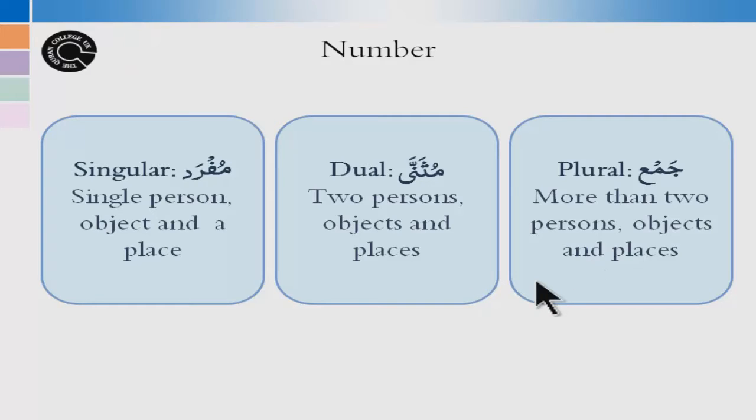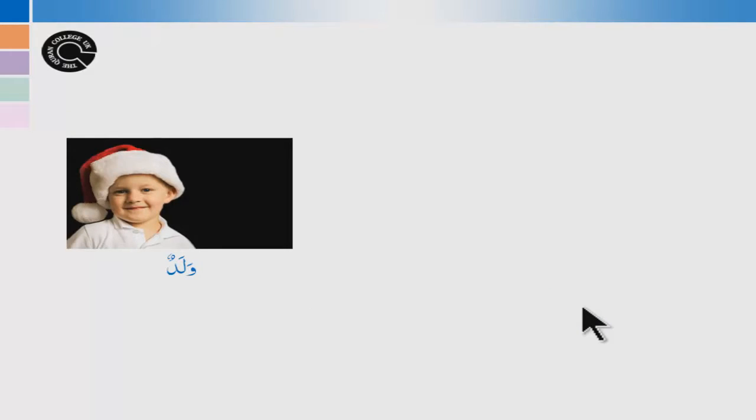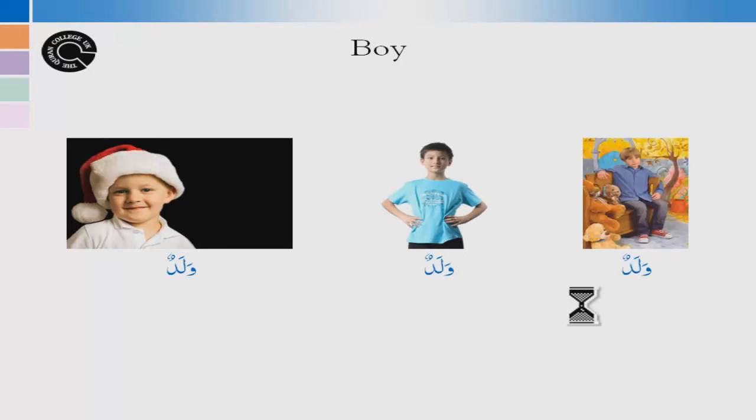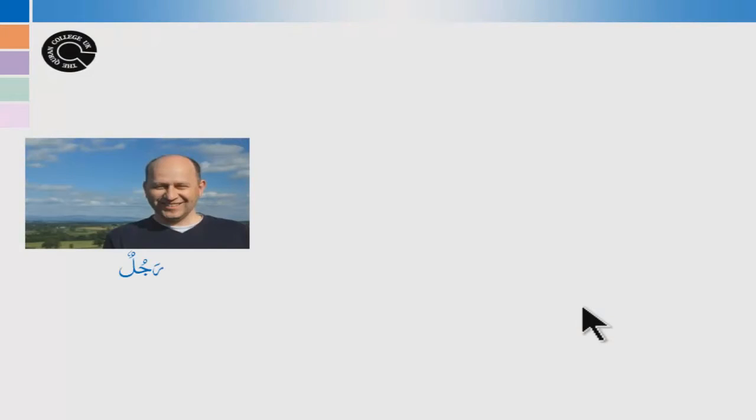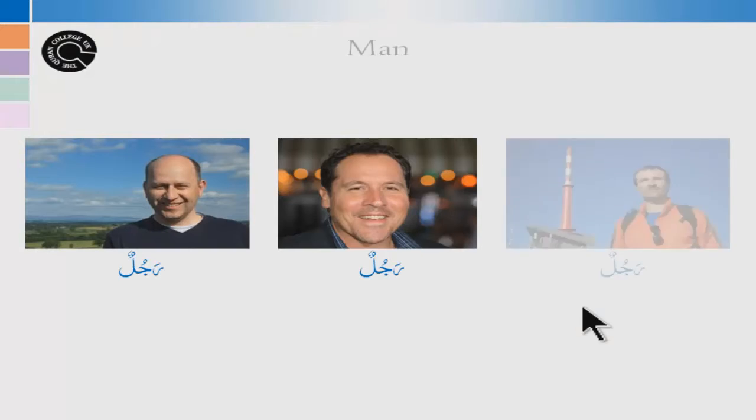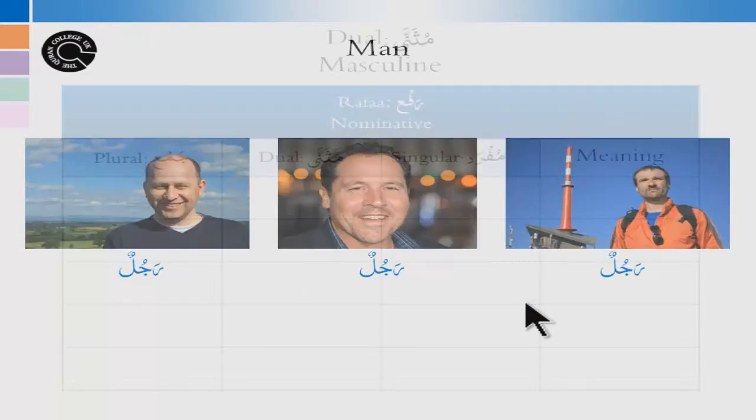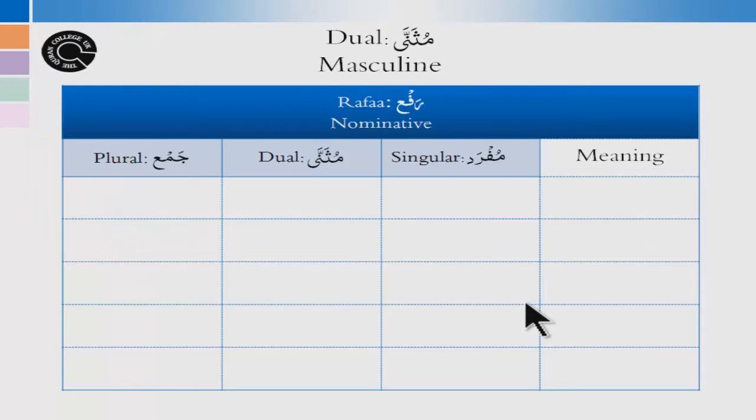Just before we talk about the dual case, let's look at some vocabulary: waladun, rajulun. Now let's make the dual case of it.